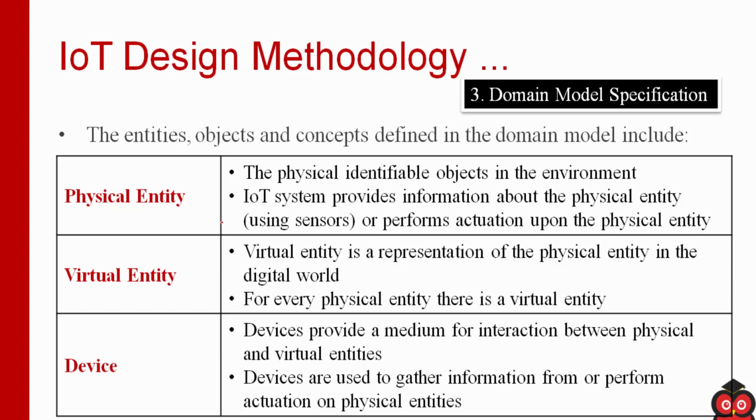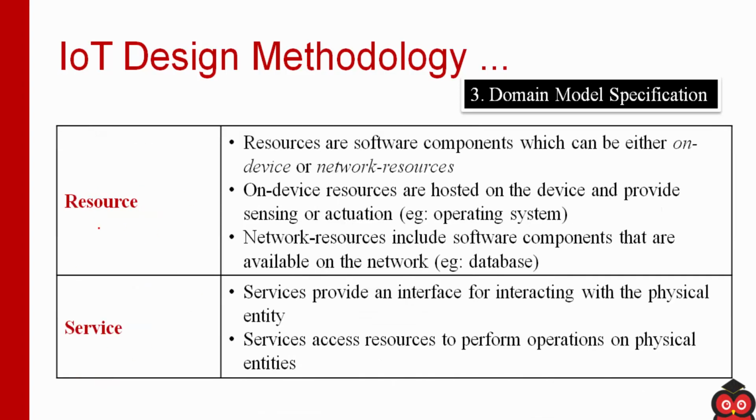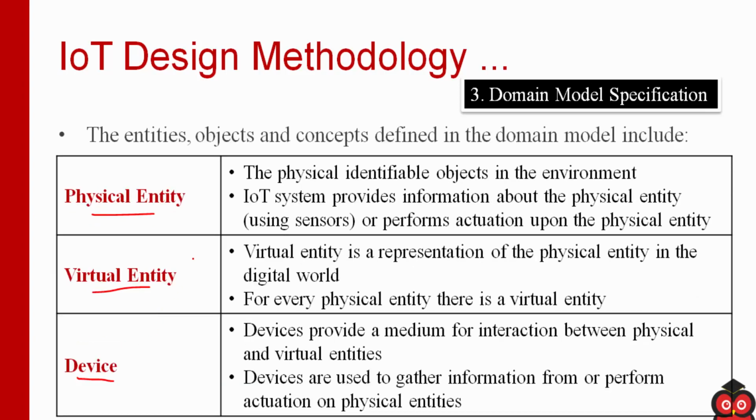So what are the things you can find in a domain model? That is the diagram. You can find physical entities, virtual entities, devices, resources and services. Now let's see about each one of them. First, the physical entity. The physical entity is any physical identifiable object in the environment. For our home automation example, the physical entities will be room as well as appliance.